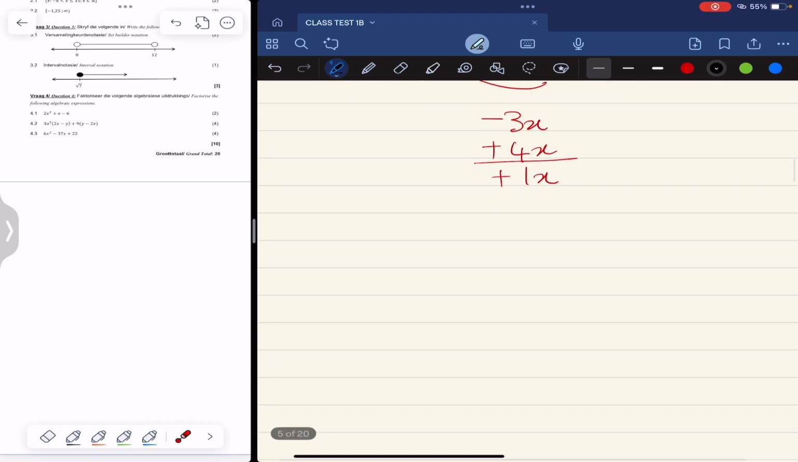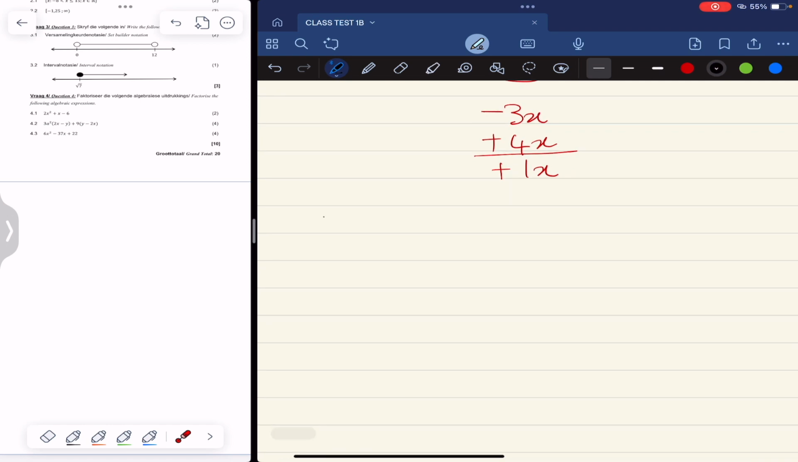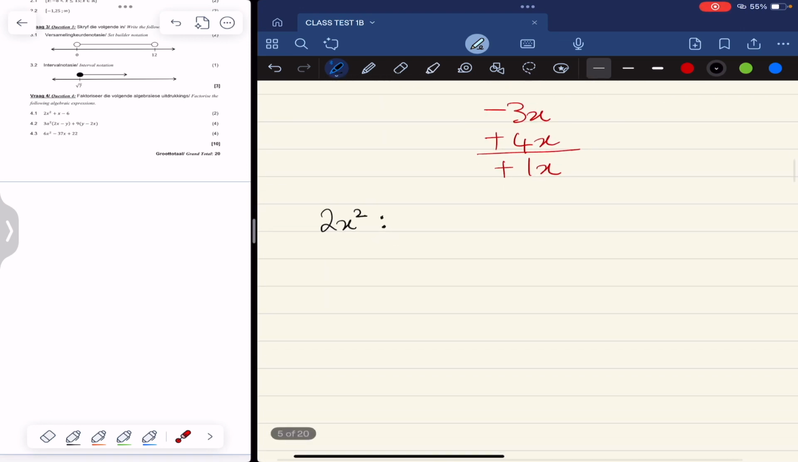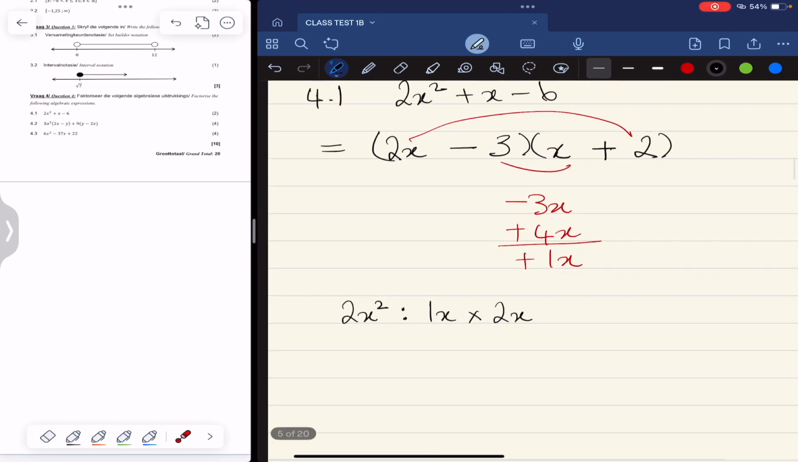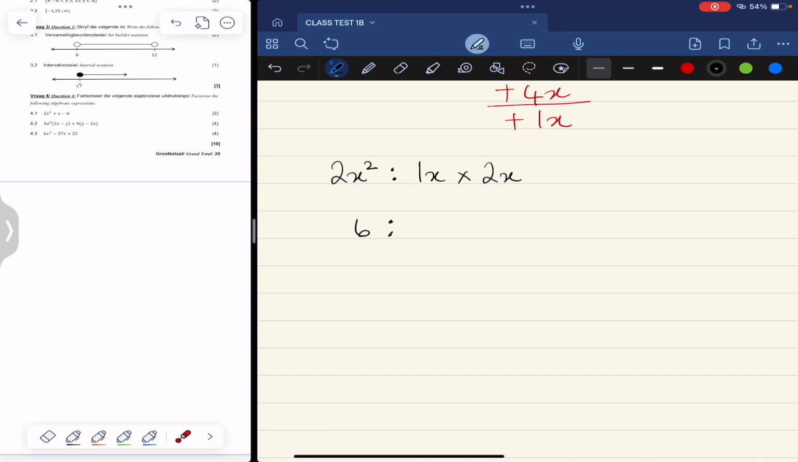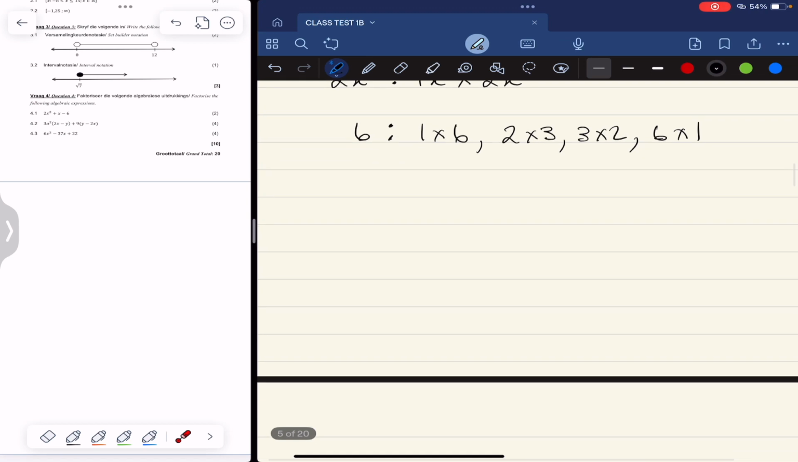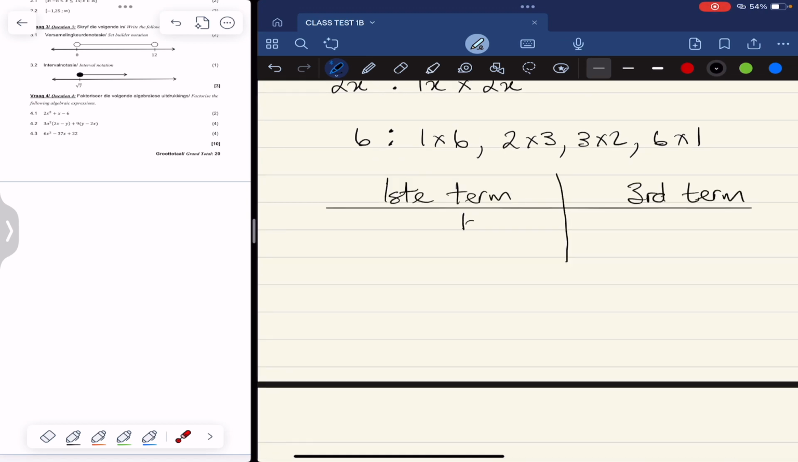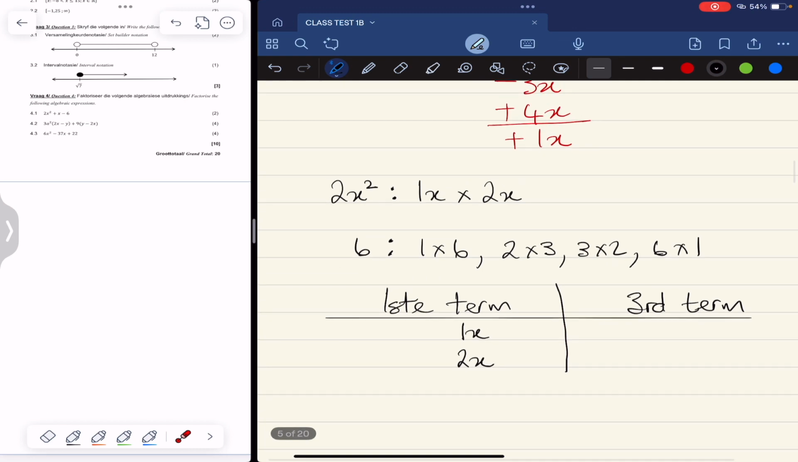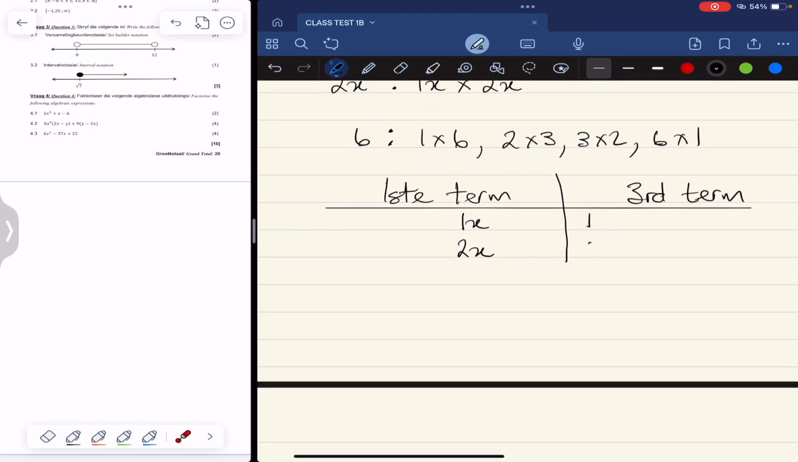If I use the sort of longer method, then let's just see how that would work. I would then write out the product options of 2x squared. So die produkopsies van 2x to die mag 2 sal dan wees 1x maal met 2x, en dis al. En dan die produkopsies vir 6 sou dan wees 1 maal 6, 2 maal 3, 3 maal 2 en 6 maal 1. So writing the product options in my table, I've got 1x and 2x for the first term, and for the third term I've got 1 and 6, I've got 2 and 3, I've got 3 and 2, and 6 and 1.